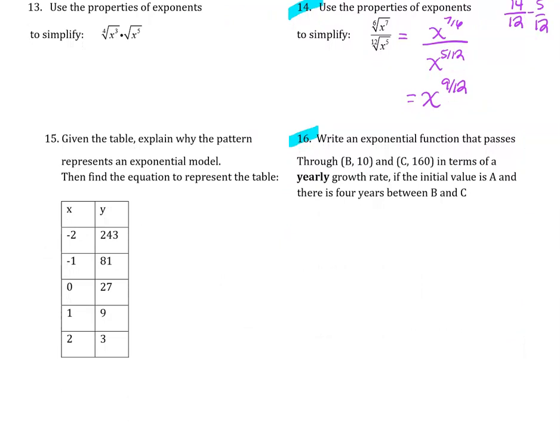Okay, write an exponential function that passes through B10 and C160 in terms of a yearly growth rate if the initial value is A and there's 4 years between B and C. Okay, I'm going to come up with a table of values here. They said the initial value is A, so that means when x equals 0, y equals A. And then they said that there was 4 years between B and C.